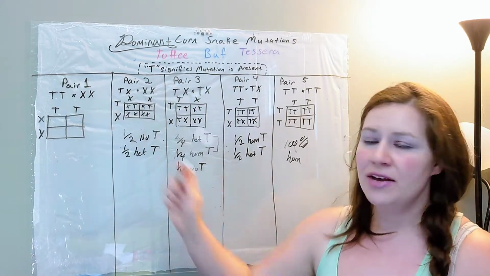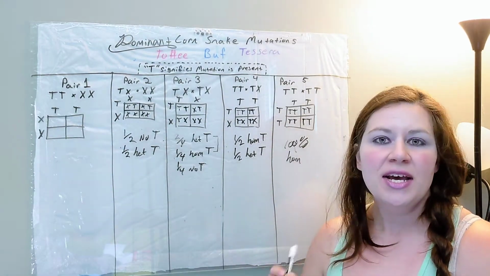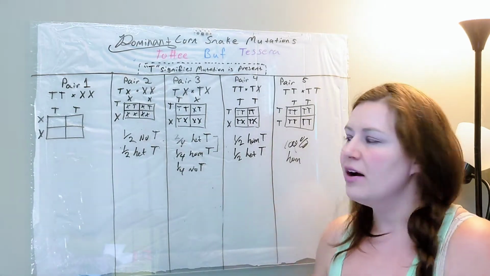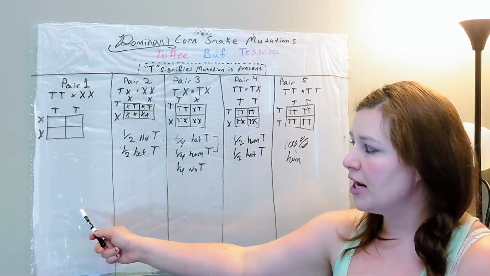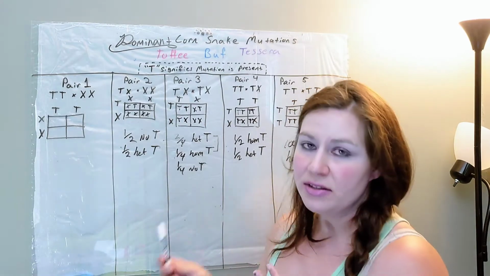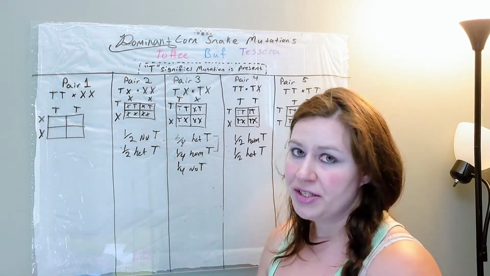And X, if you'll remember from my previous videos, means it's just a placeholder. It means that there's nothing there. So I'm going to start out here with pair 1 and give you guys a little bit of a refresher on how to fill out these Punnett squares.